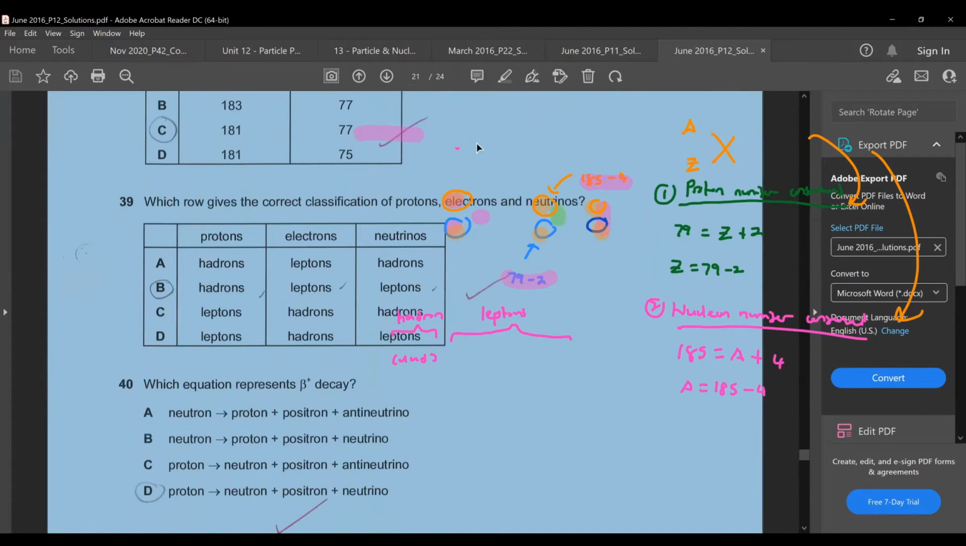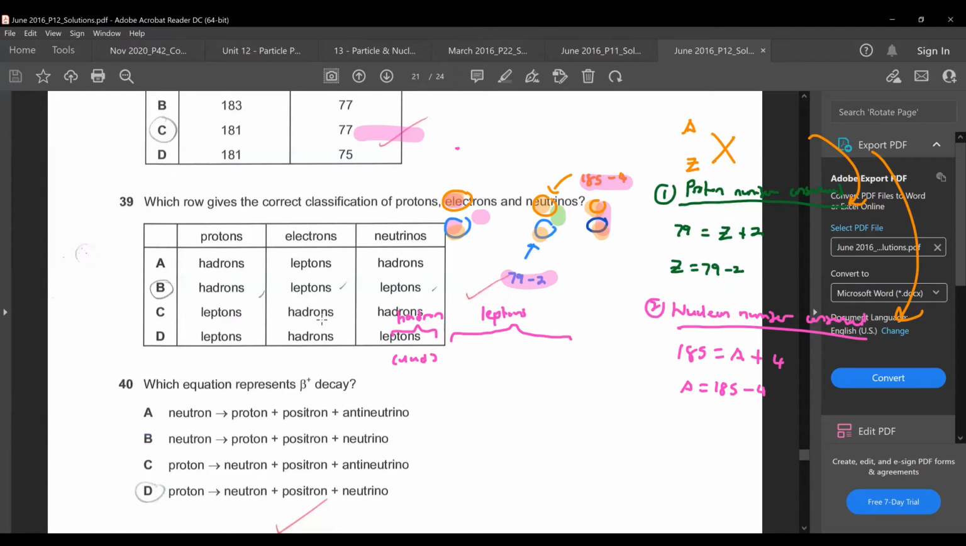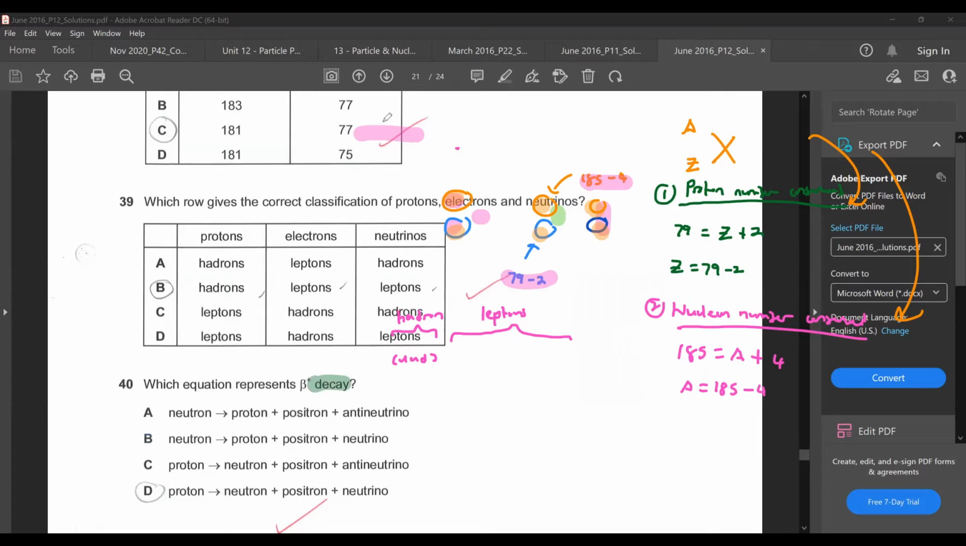So which equation represents beta plus decay? Same thing again, just like before. Beta plus decay. I always start with this. Beta plus is positron, so it starts with P. It therefore must be proton. Proton will decay to neutron, giving me a positron. And because this one is antimatter, the neutrino must be matter. So the answer is D.